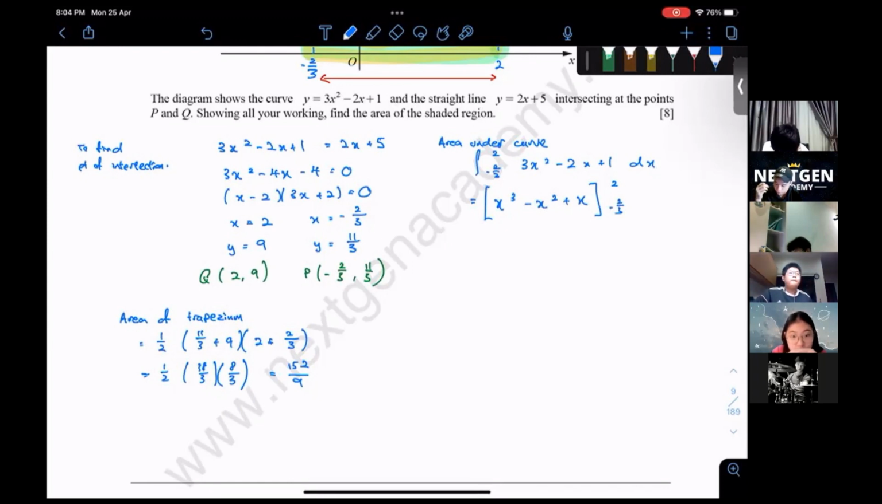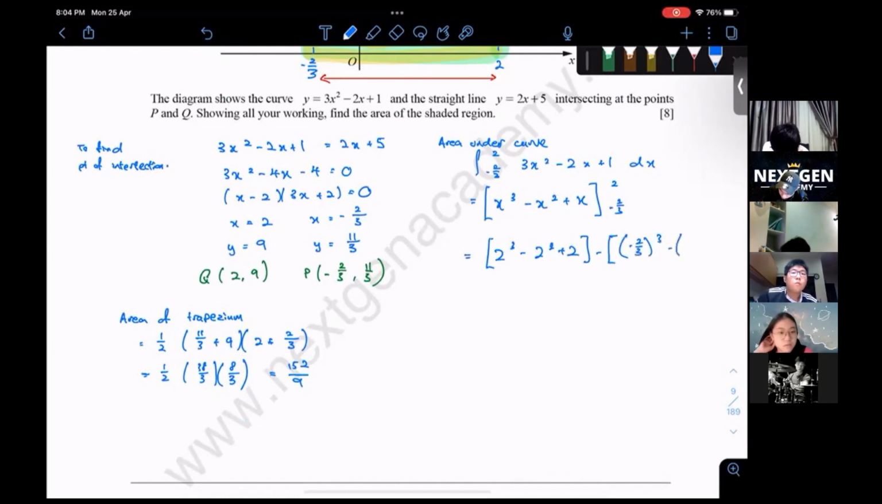Is it correct? I'm wrong. Oh, okay, correct. Okay, sub it in. You get 2 cubed minus 2 squared plus 2, then minus 2/3 cubed minus 2/3 squared plus 2/3. Okay, I'll just jump straight to the answer. All these simple things, you all just go calculate by yourself. But do write it out. Do write the working.